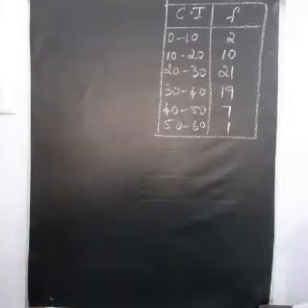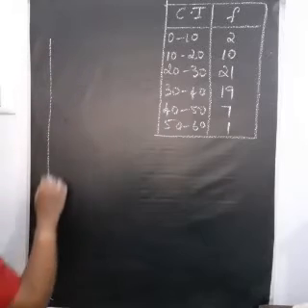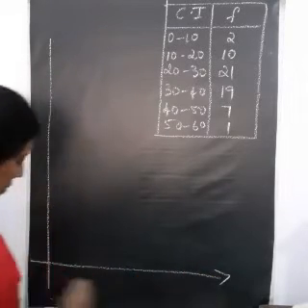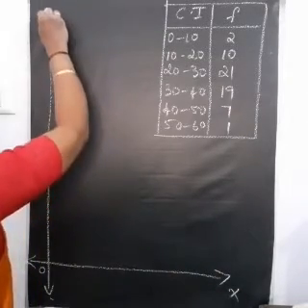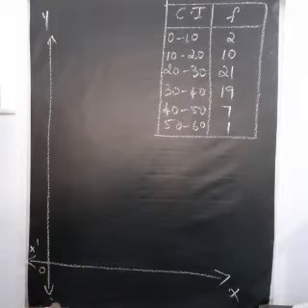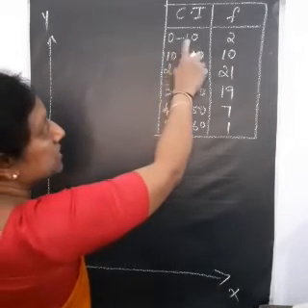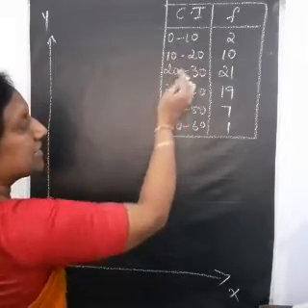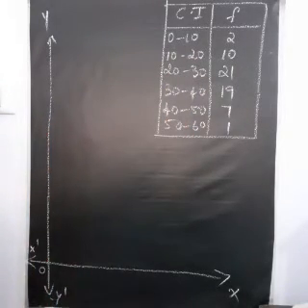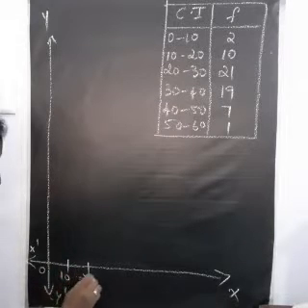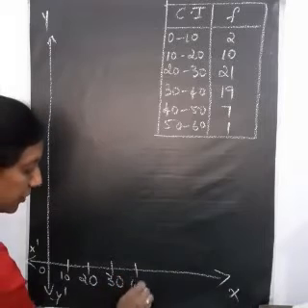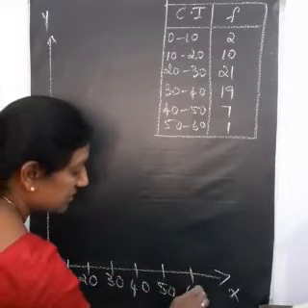Now we are going to represent it graphically using a histogram. So as usual, you draw the origin here, x-axis, and this is your y-axis. So this will be x dash and y dash. Now you must see the scale selection. The difference between 0 to 10 and 10 to 20 is an even interval of 10. So I can take my x-axis as 10, 20, 30, 40, 50, 60.